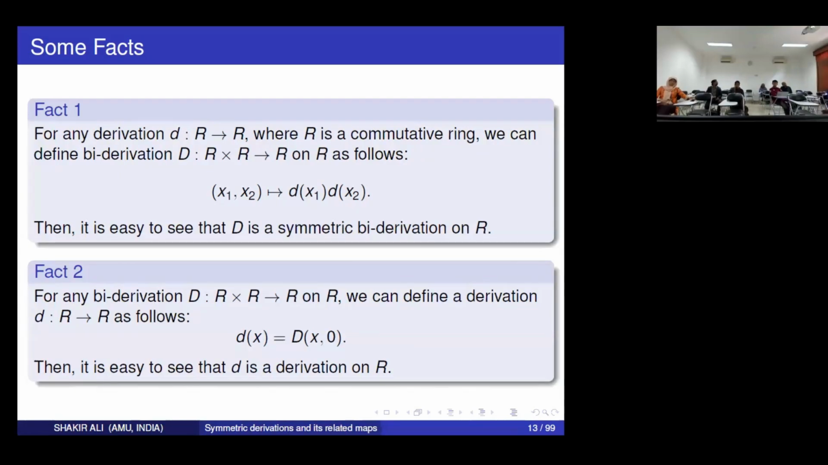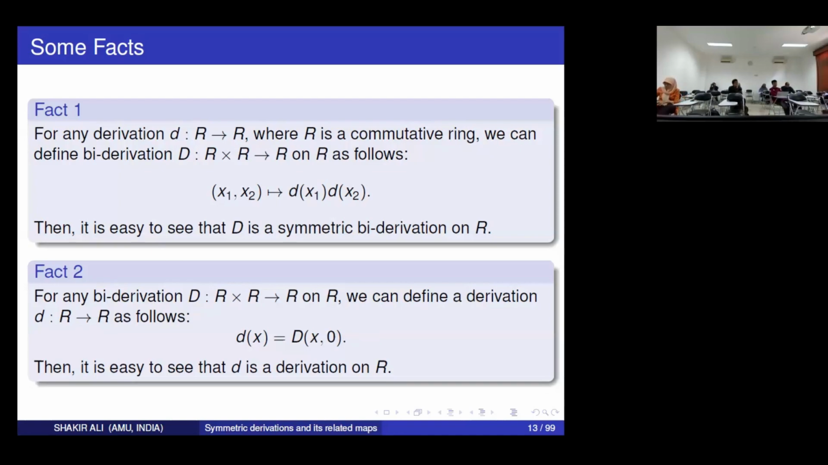Exactly, there is no direct relation, but if you fix the first or second argument, then it's a derivation. So this is the connection: biderivations may give derivations, but a derivation cannot be a biderivation. So these are the examples which make it clear, the examples of biderivations which are not derivations.